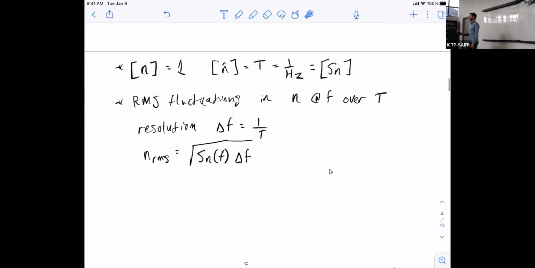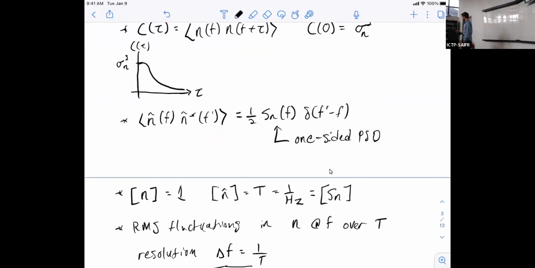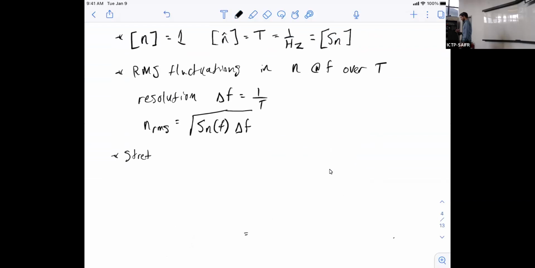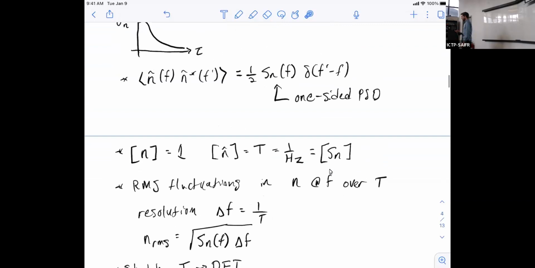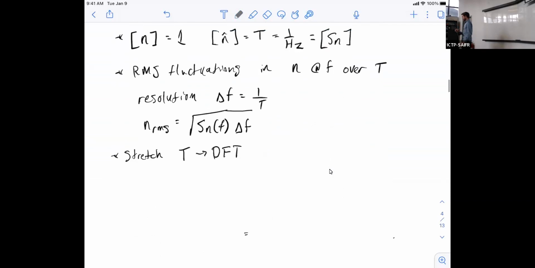Okay, practicalities. In practice, we can't compute this thing. It requires an ensemble average, right? So in practice, what we do is we take a stretch of data, T of data, set by the resolution we'd like to achieve, and then we take a discrete Fourier transform of it to get one estimate of this autocorrelation. I can take the discrete Fourier transform of N, multiply it by its complex conjugate, and that's one realization of this random multiplication. And then I repeat and average them. This is known as the Welch method.